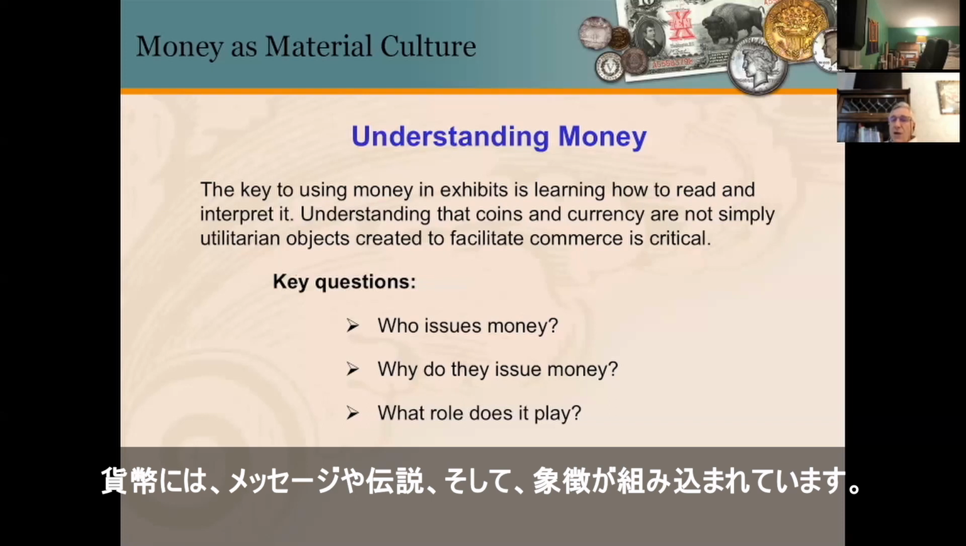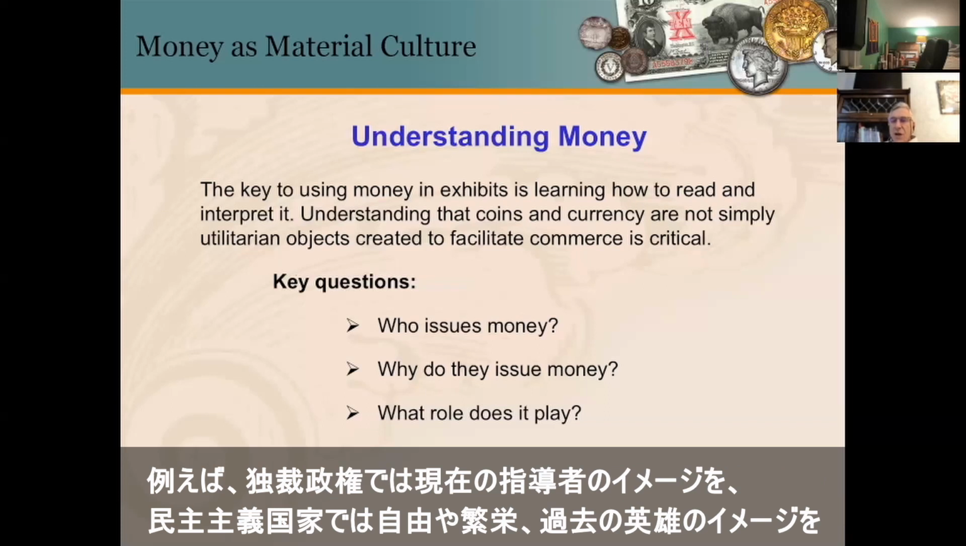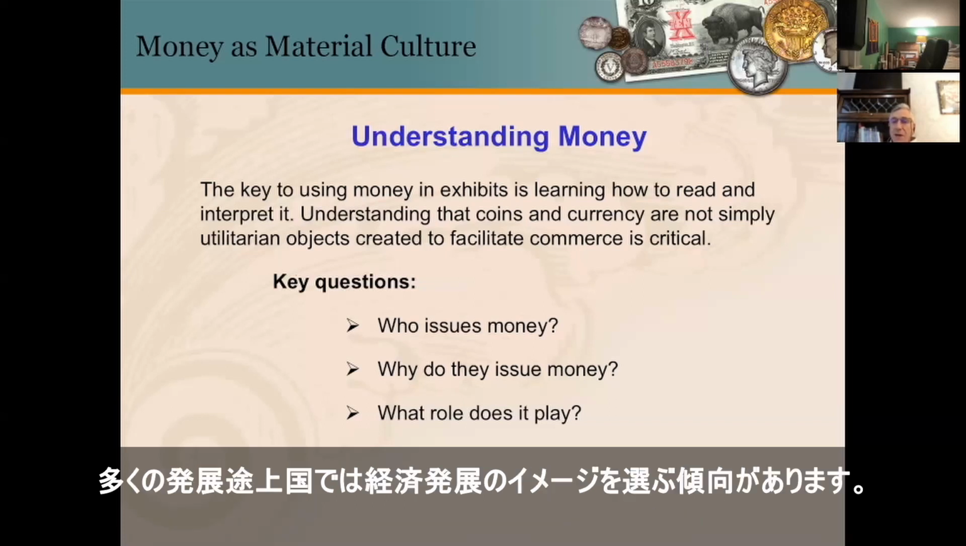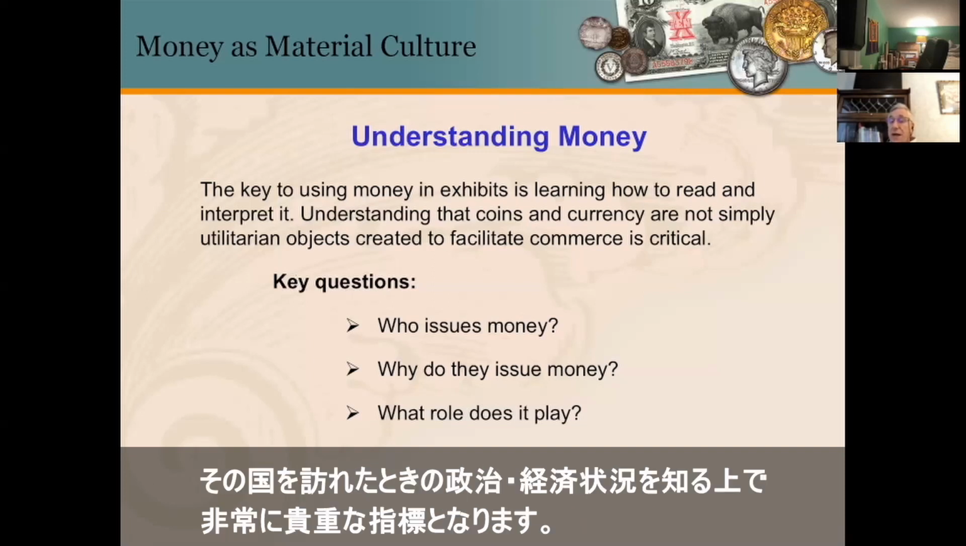Now, money incorporates messages in its legends and in its imagery. Unlocking symbolic language is the key to interpreting money. Examples include, for example, dictatorial governments tend to feature images of the current leader. Democratic nations may feature images of liberty or prosperity or past heroes. Many developing nations choose to focus on images of economic progress. Money is often used to commemorate the history, hopes, aspirations, and achievements of the issuing nations or rulers, and thus becomes a very good indicator of what to expect when you actually visit a country as far as the political or economic climate.